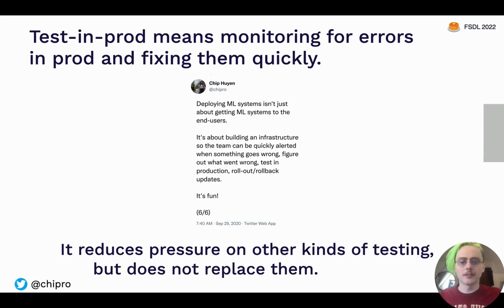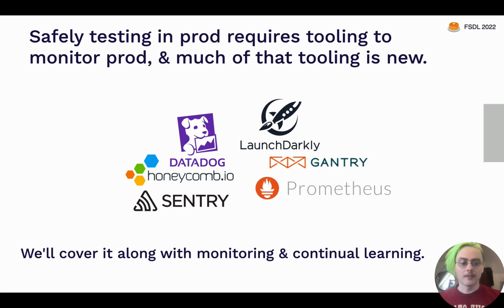But testing in production doesn't mean only testing in production. Testing in production means monitoring production for errors and fixing them quickly. As Chip Huyen, the author of Designing Machine Learning Systems, pointed out, this means building infrastructure and tooling so that errors in production are quickly fixed. Doing this safely and effectively and ergonomically requires tooling to monitor production, and a lot of that tooling is fairly new, especially tooling that can handle the particular type of production monitoring that we need in machine learning. We'll cover it along with monitoring and continual learning in that lecture.